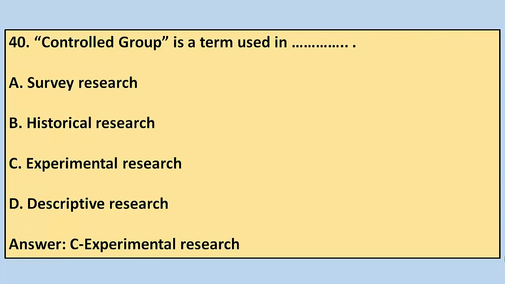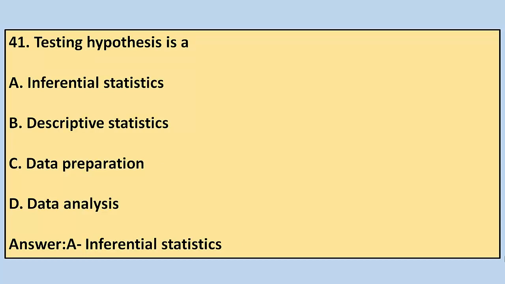Control group is a term used in A. Survey research, B. Historical research, C. Experimental research, and D. Descriptive research. Answer is C. Experimental research. Testing hypothesis is A. Inferential statistics, B. Descriptive statistics, C. Data preparation, and D. Data analysis. Answer is A.